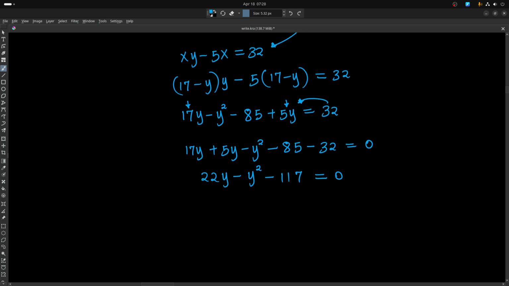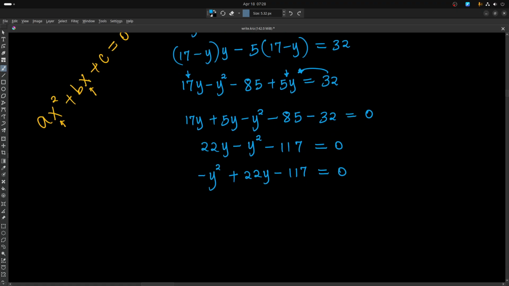Okay, so now remember that a quadratic equation is usually in the form of ax squared plus bx plus c is equal to 0. So basically whatever variable you have, the x squared comes first, then we have the x, and then the rest. So rewriting this in that format, we now get negative y squared, then plus 22y, and then minus 117. This is equal to 0.